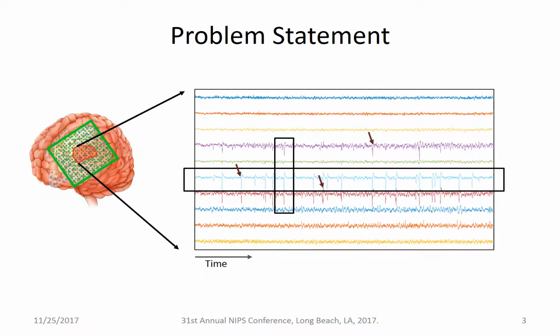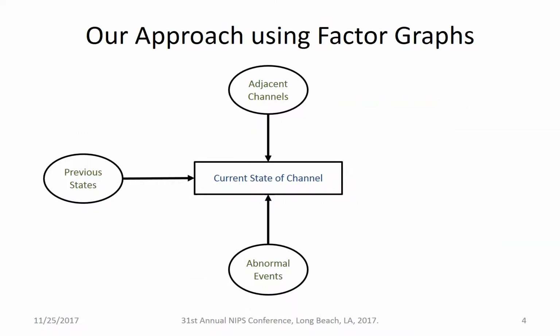In addition, some electrodes like this may emit these events repeatedly. So we utilize the spectral characteristics of the event, its spatial patterns, and its repetitiveness to identify whether a particular window of EEG has an event of interest. As shown in this diagram, the presence of an abnormal event depends on the observation, which is basically the spectral characteristics of the event, and its previous states, and also on the adjacent electrodes.